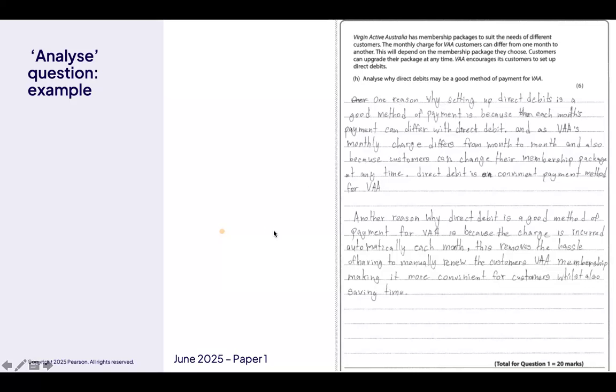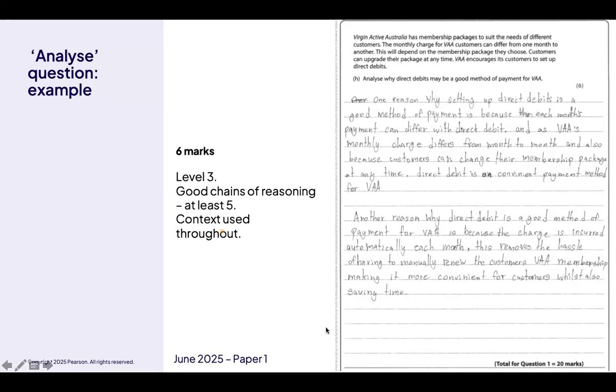Okay. Well, what I hope is that we see that this student has made a good attempt at this one actually, in terms of why a direct debit's a good method of payment. They've offered two reasons. Because payment method can differ, the direct debit. They've got some context in there by saying VAA's monthly charge differs from month to month. They can change their membership package at any time. And what the examiner said here was this was a level 3 response, chains of reasoning, at least 5 chains of reason.